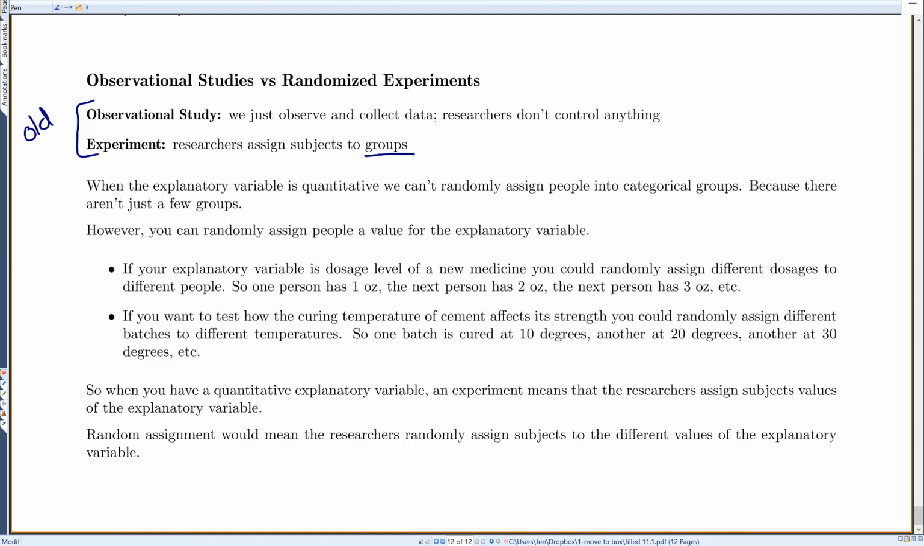Like you have 100 Facebook friends, you have 200 Facebook friends, you have 300 Facebook friends. Random assignment would mean that the researchers randomly assign subjects to the different values. So you can randomly decide which one has 100 friends and which one has 200 friends. That's what makes an experiment: if the researchers control what level they are at. It's an observational study if we're just watching and collecting data.